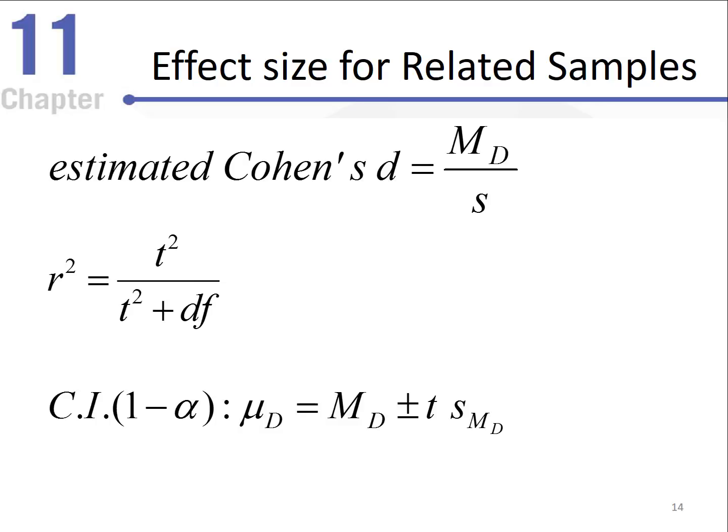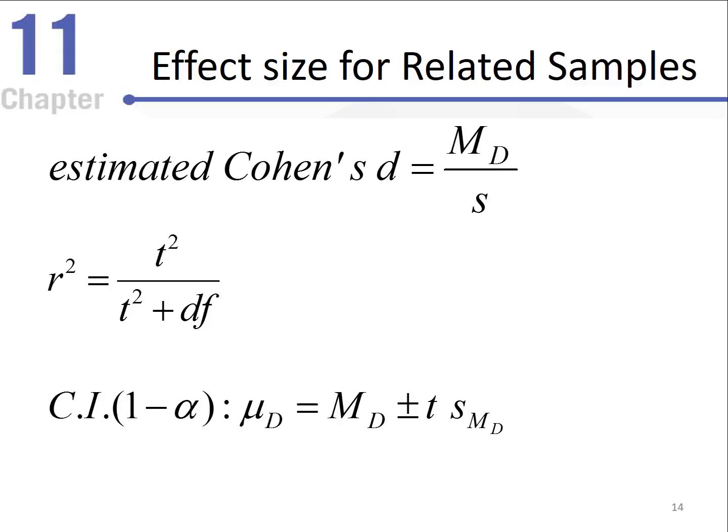Once we find that our t is in the critical region and we can reject the null hypothesis, so there was an effect, we might want to measure effect size again. So effect size for the related samples is also based on an estimated Cohen's d or r squared, depending on which one you want to use.